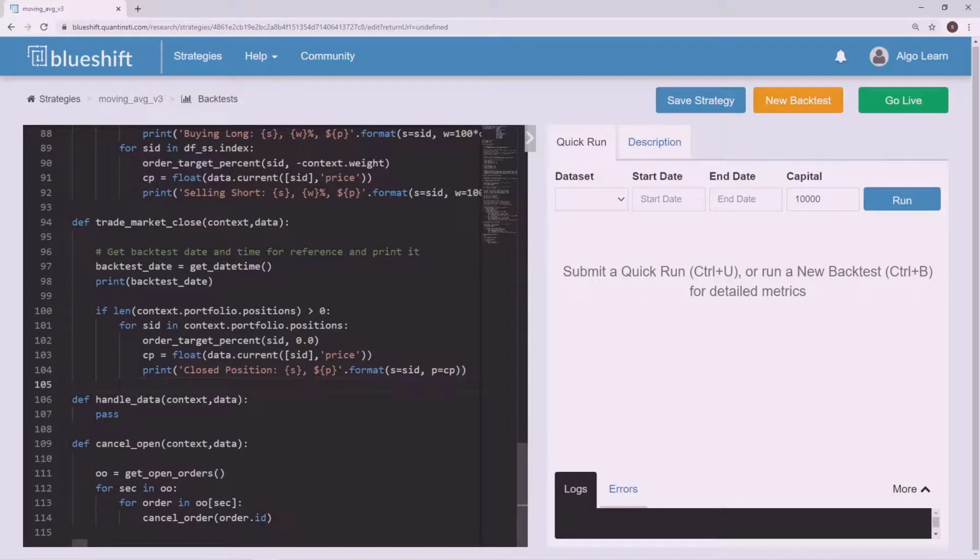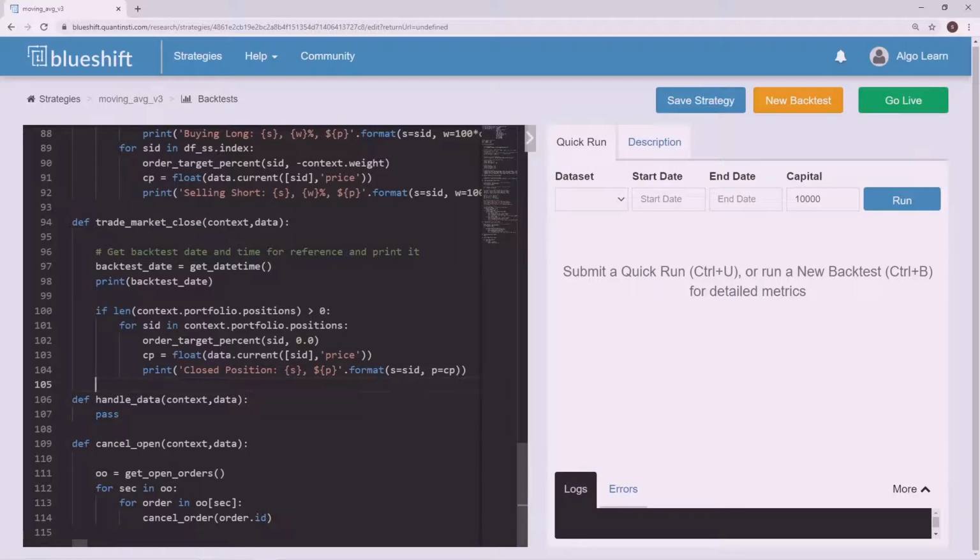Again, we have our handle data function, which happens automatically every minute after market open. If we want to add logic in here to check every minute to see if the fast line goes above the slow line and vice versa, and then place trades accordingly, we could do that within this function. We'll be looking at how to use the handle data function in future videos.